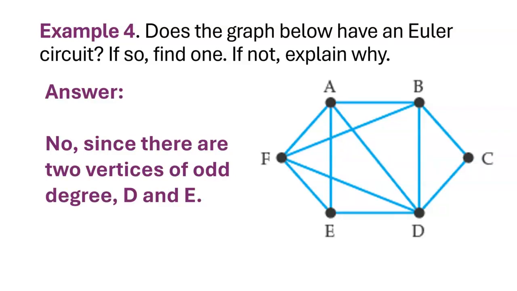So now that we have this result, we don't really need to start by trying to find the circuit right away. What I need to do is find the degrees first, and then if it has the right degrees, I go and try to find one.